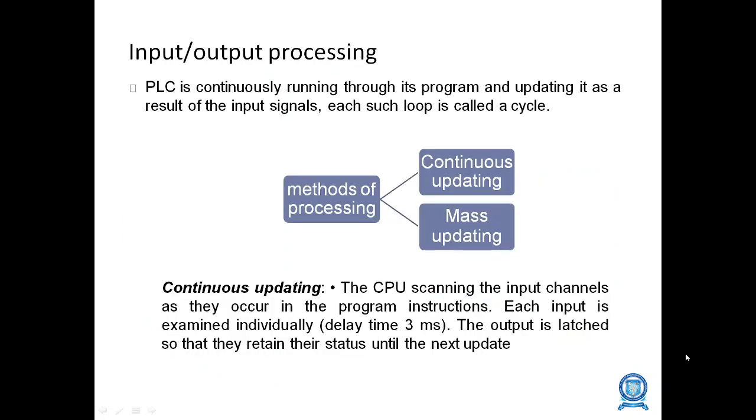Input output processing is of two types. The PLC is continuously running through the program and updating it as a result of input signals. Such a loop is called a cycle. Methods of processing: we have continuous updating and mass updating. In continuous updating, the CPU scans the input channels that occur in the program instructions. Each input is examined individually, with a delay time of 3 ms. The outputs are latched so that they retain their status until the next update.